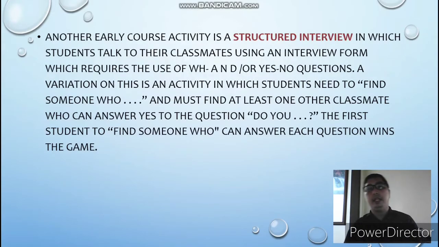Another early course activity is a structured interview, in which students talk to their classmates using an interview form. So there's an interview form. There are particular questions which require the use of WH and yes or no questions. A variation on this is an activity in which students must find someone who, and must find at least one other classmate who can answer yes to the question, "Do you blank?" The first student to find someone who can answer each question wins. So it's a game which you can use in your class. It's fun, but at the same time, you develop the speaking skills of your students.